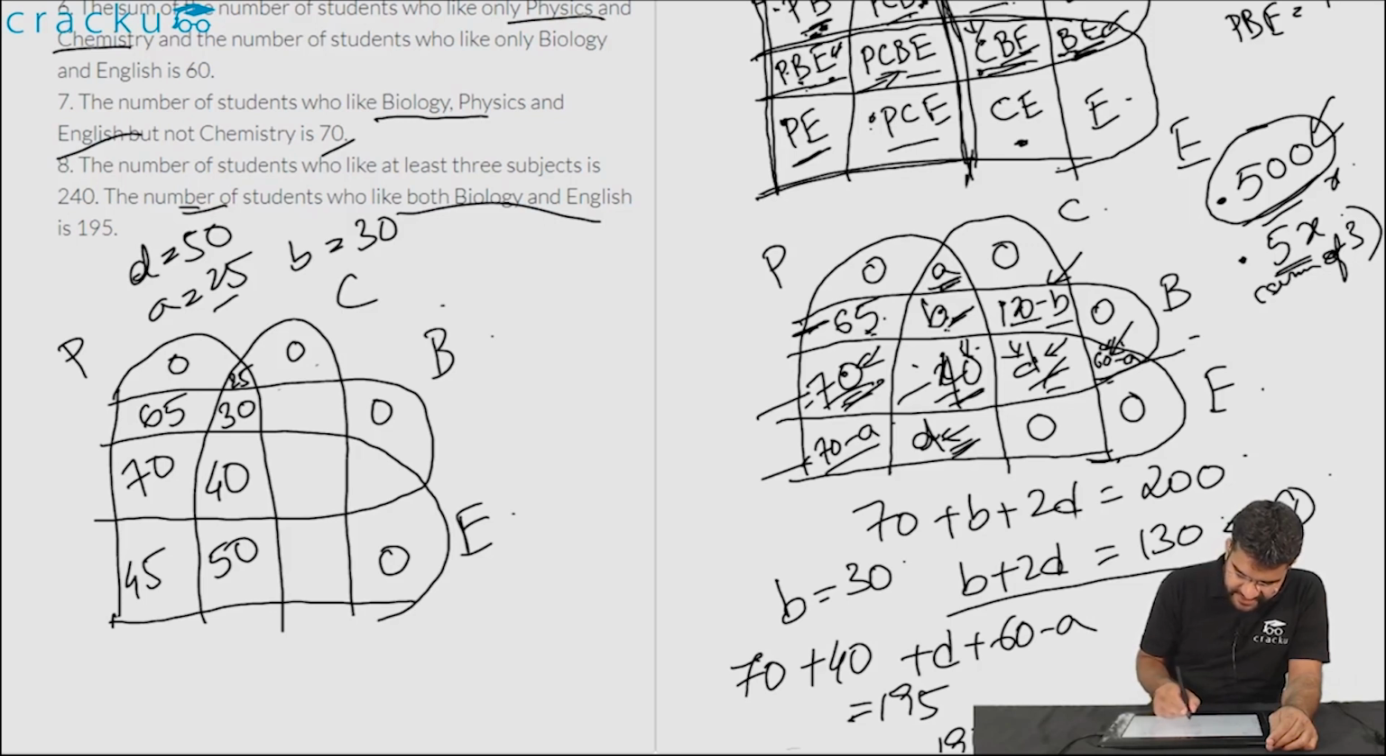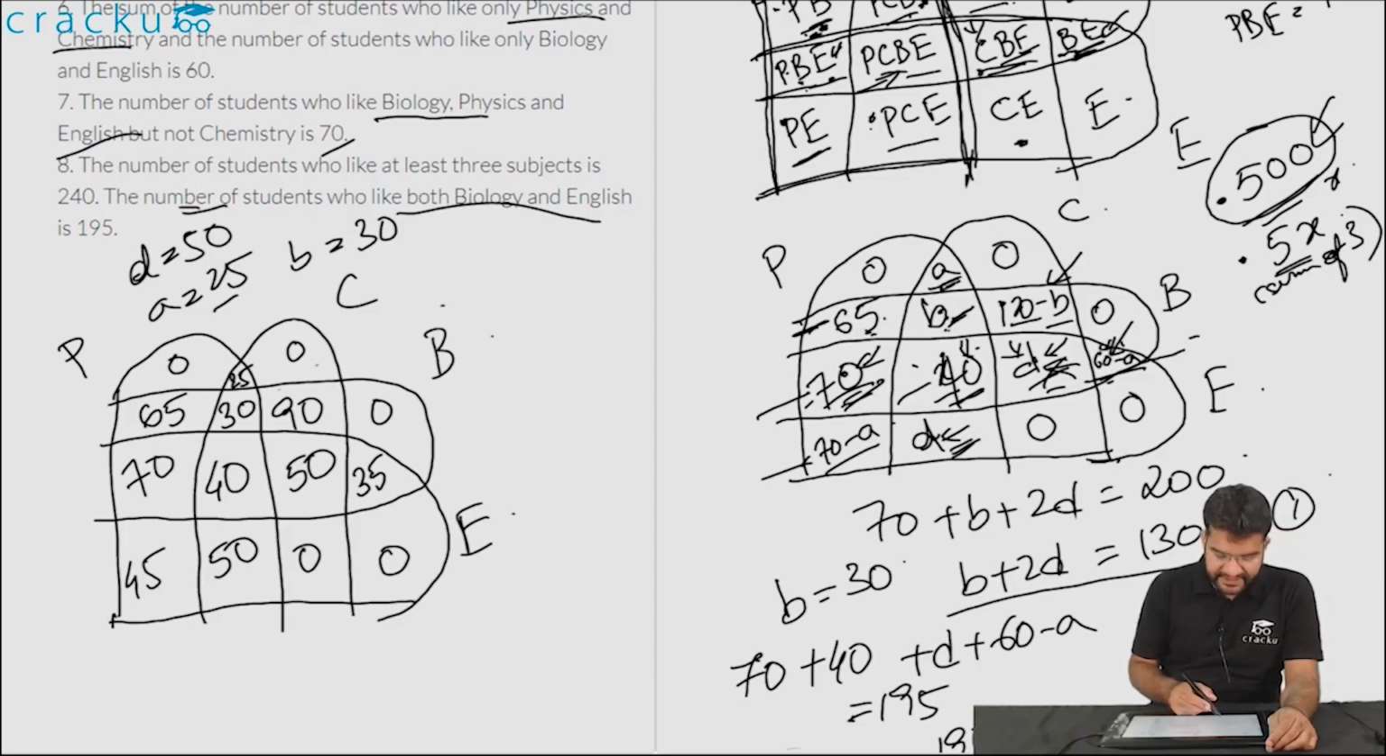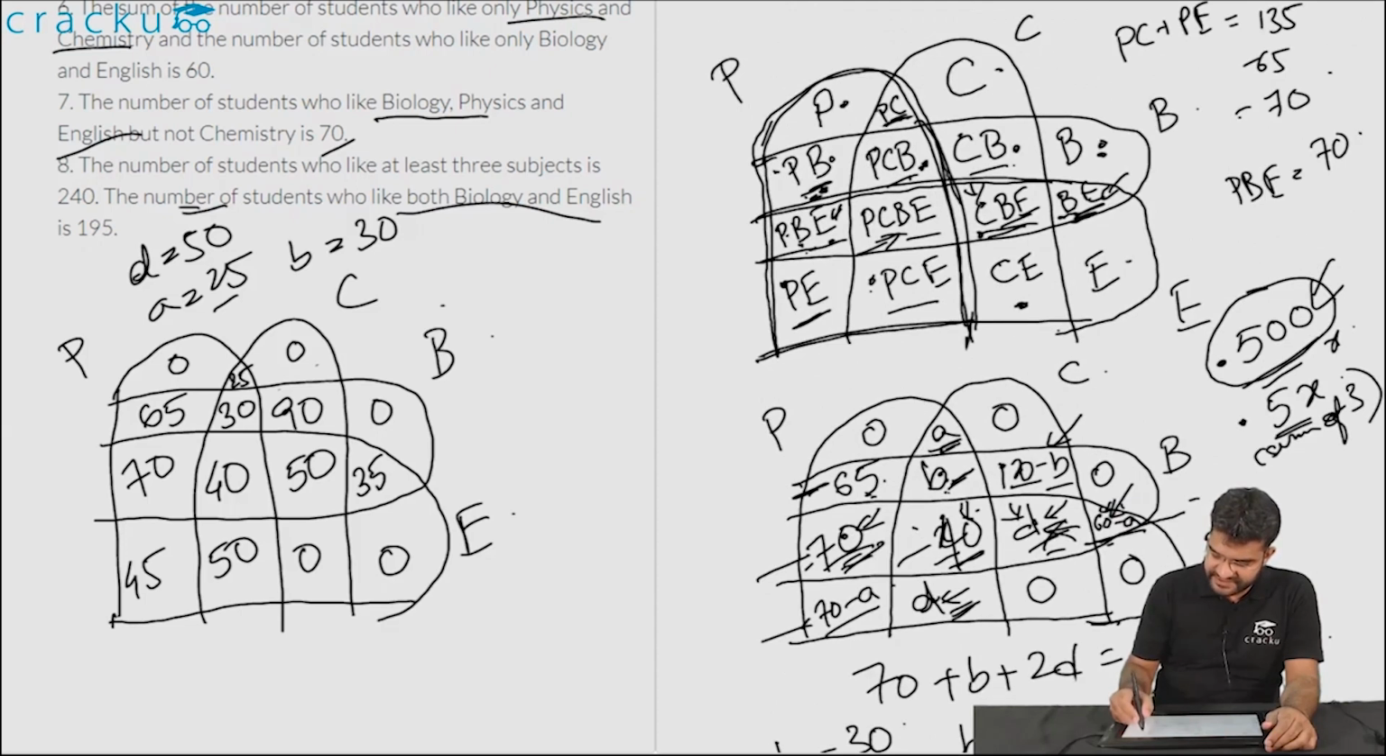This is 120 minus B, B is 30, so this is 90. This is D, so this is 50. This is 0, and this is 60 minus A. Sorry, 60 minus A is 35. So this is basically how the different regions look. Now let us go to answering the questions.